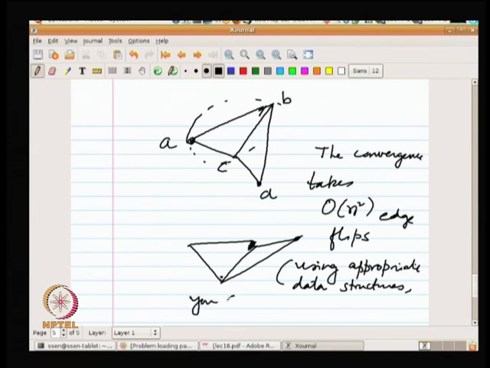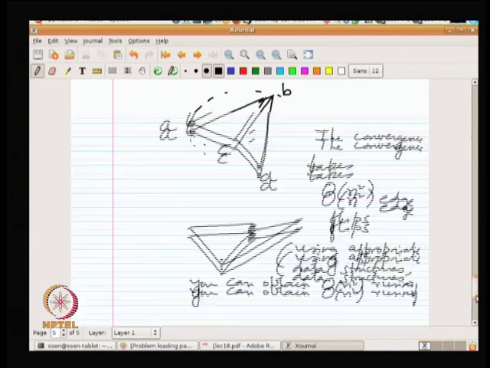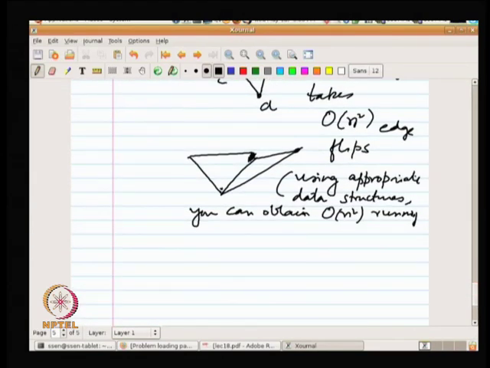You can obtain order n square running time. The good thing about this is that it's a very simple algorithm, but it's n square, whereas you know that a three-dimensional convex hull can be constructed in n log n time, which means that a Voronoi diagram can be constructed in n log n time, and therefore a good algorithm for Delaunay triangulation should not take more than n log n time. Whereas this one, although simple, takes n square time.